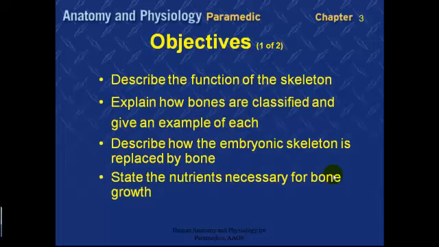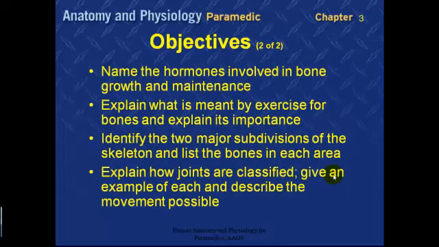Our objectives for this unit are to describe the function of the skeleton, explain how bones are classified and give an example of each, describe how the embryonic skeleton is replaced by bone, and state the nutrients necessary for bone growth. We're also going to name the hormones involved in bone growth and maintenance and explain what is meant by exercise for bones and explain its importance.